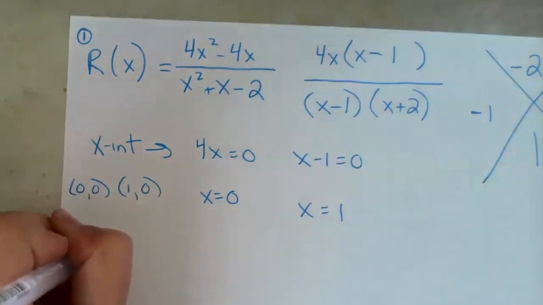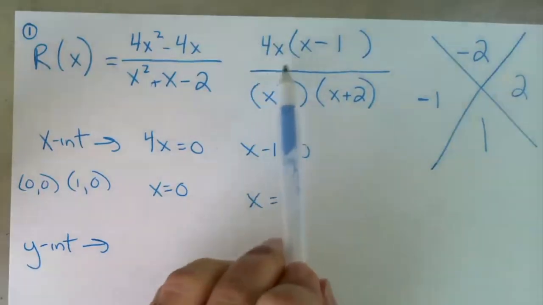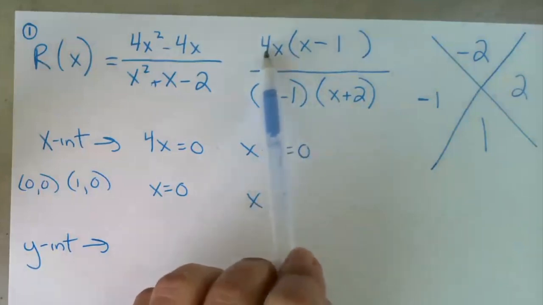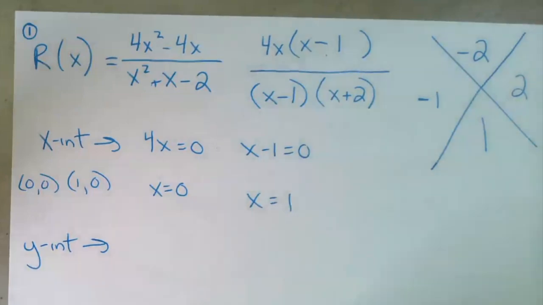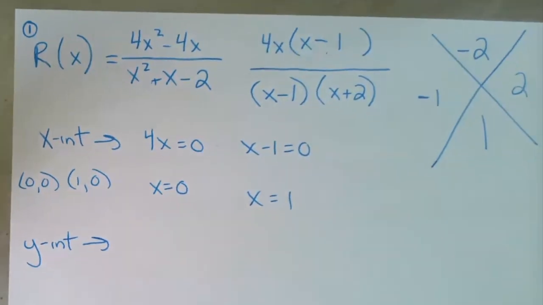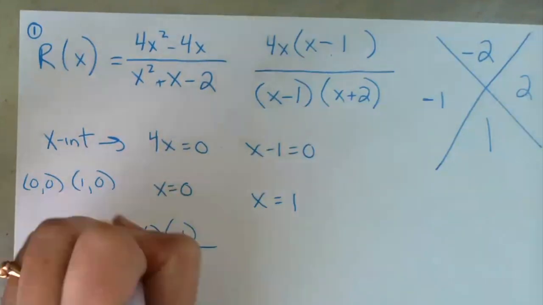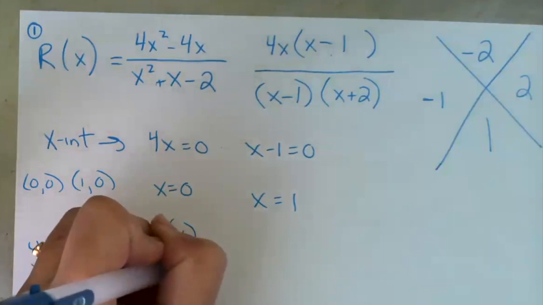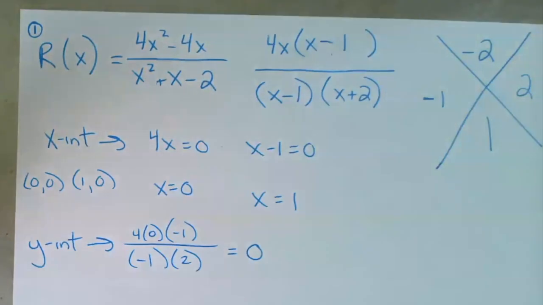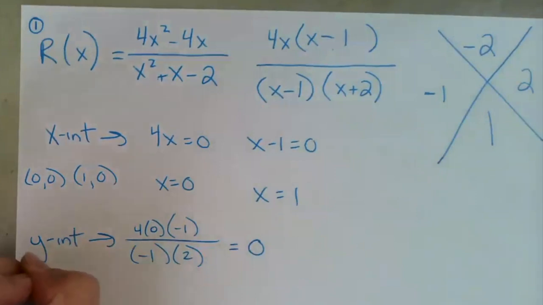For my y-intercept, I'm going to throw 0 in for x. And hey, look, I have the factor 4x. When I put 0 in there, this is going to be a 0. 0 times anything is still 0. And then that big 0 divided by anything is still 0. And just to show you what that looks like, 4 times 0 times -1, divided by -1, divided by 2. And again, because of this 0 up here, this whole thing just resolves into 0. So my y-intercept is that same (0, 0) point.